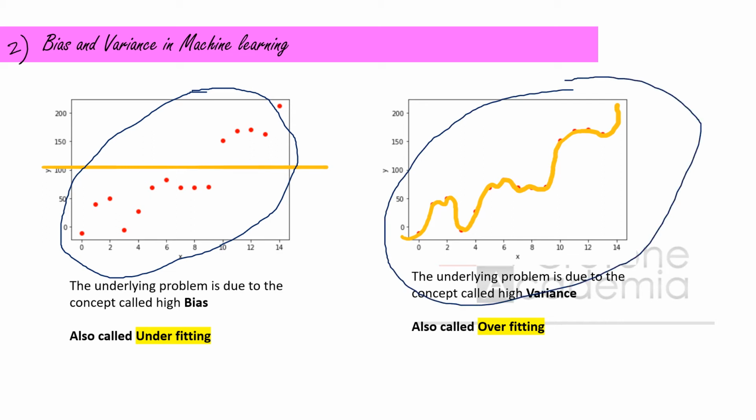Also, these two scenarios are called underfitting and overfitting. If our model is too simple, it has a high bias and it is called underfitting. If our model is too complex, it has a high variance and it is called overfitting.